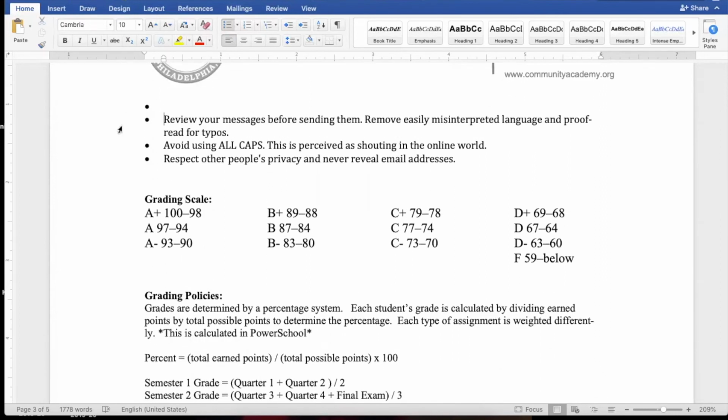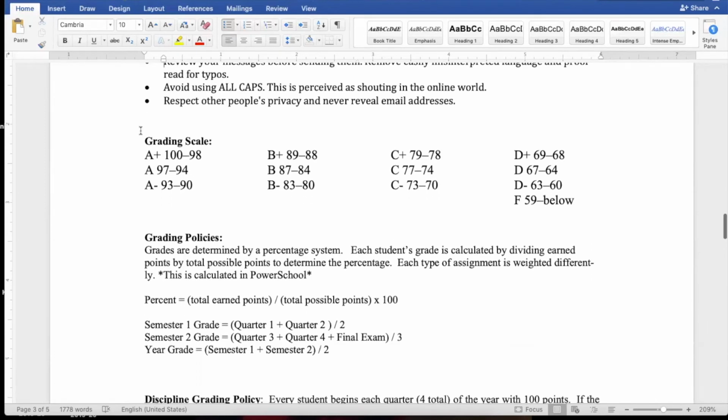Review your messages before sending them. Remove easily misinterpreted language and proofread for typos. Avoid using all caps. This is perceived as shouting in the online world. And respect other people's privacy and never reveal email addresses.